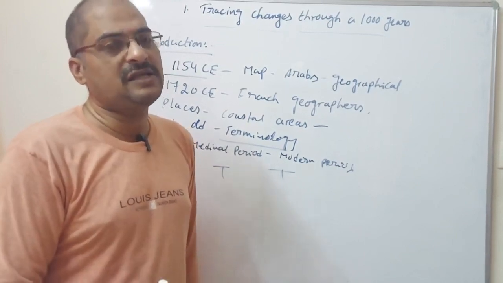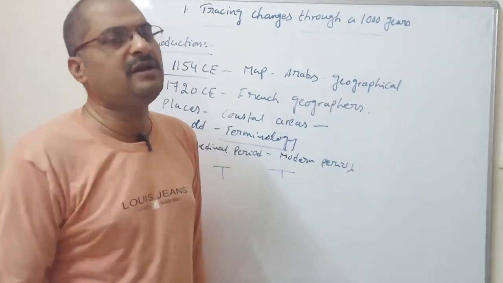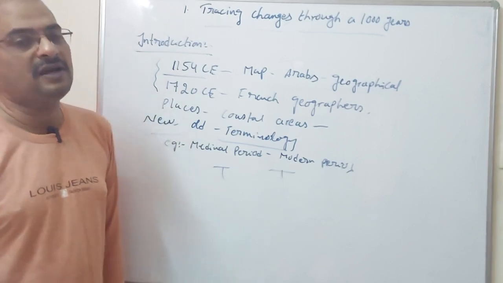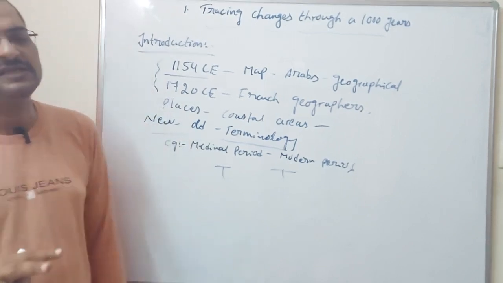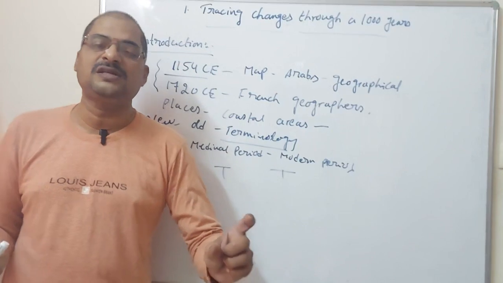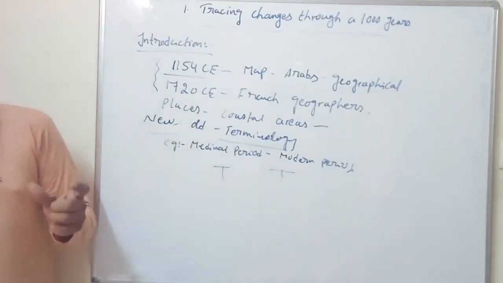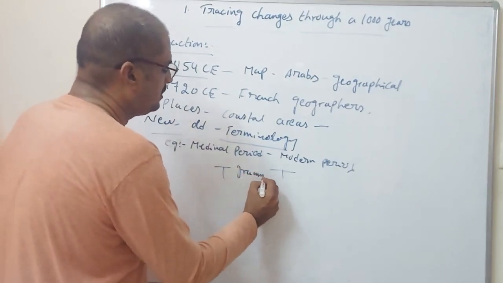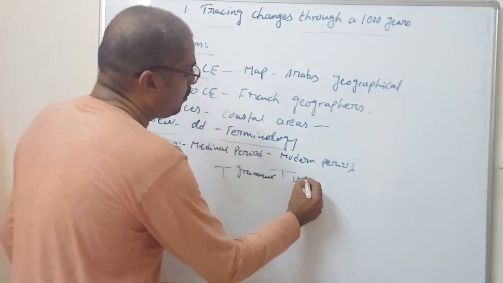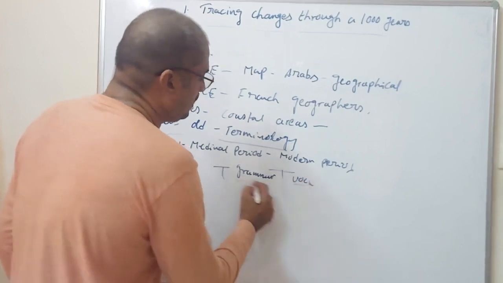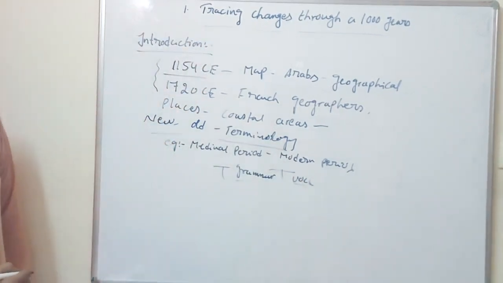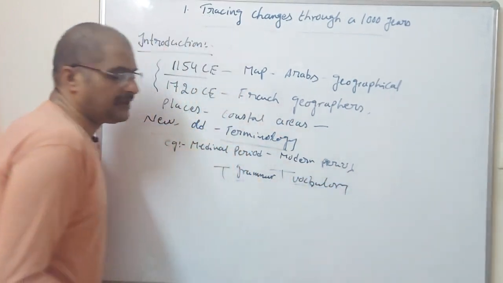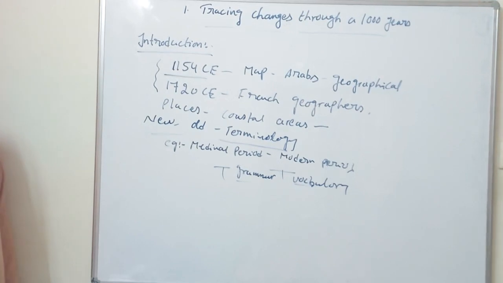According to these changes coming from the medieval period to the modern period, there are two kinds of changes we have to see in our lesson. One is the vocabulary, which is the changing of terms, and the other is grammar. Both vocabulary and grammar changes were going on from the medieval period to the modern period.